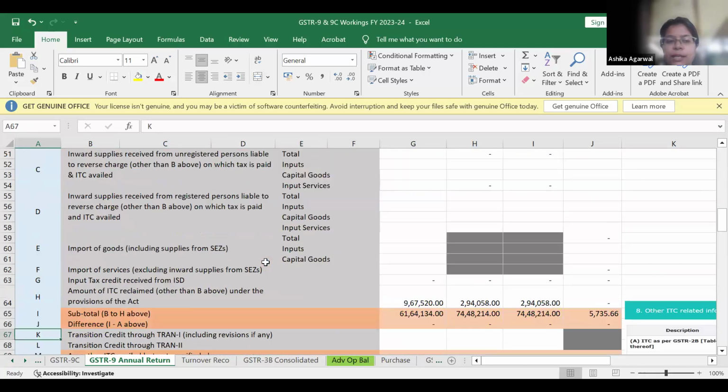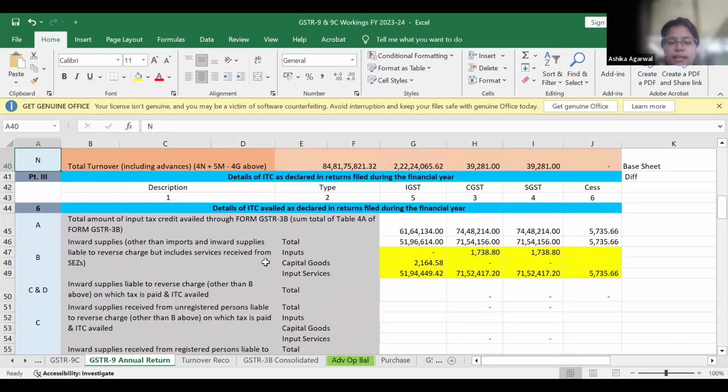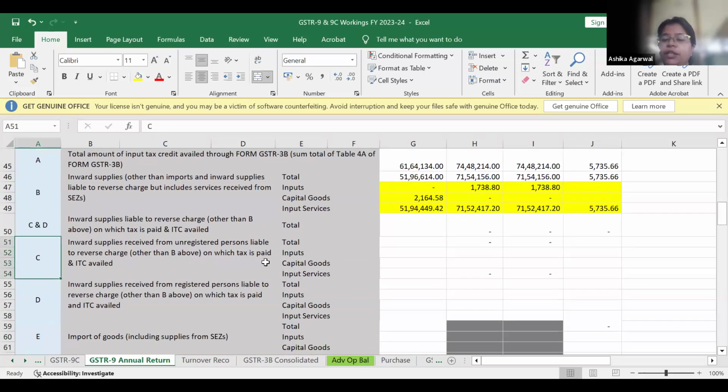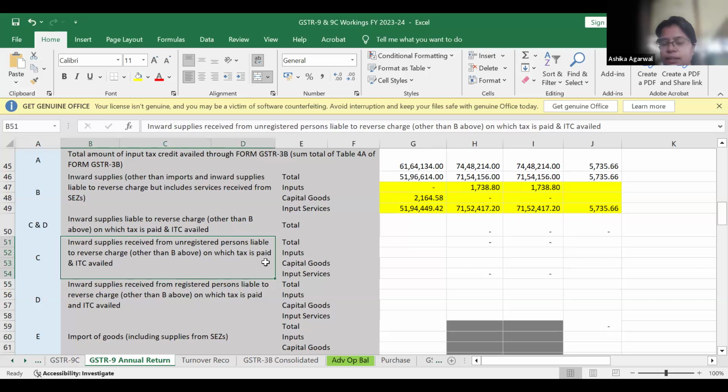The second area of reporting is table 6, which I discussed, 6C and D, where we disclose the ITC claimed under RCM based on registered and unregistered persons. These are the only two places where we are required to report RCM in GSTR-9. If you notice, there is not much reconciliation, like we are doing for outward supplies and ITC.